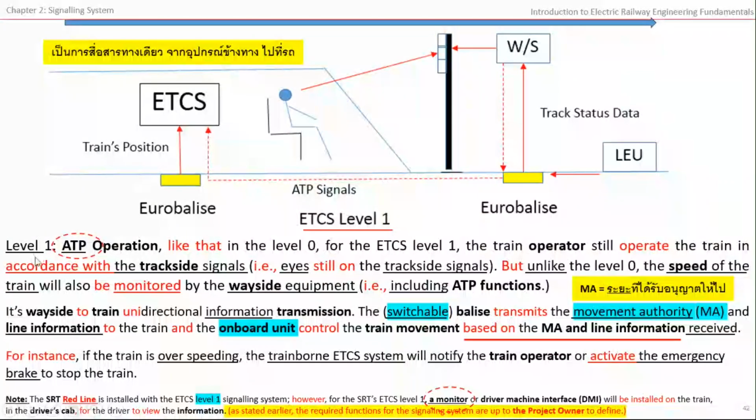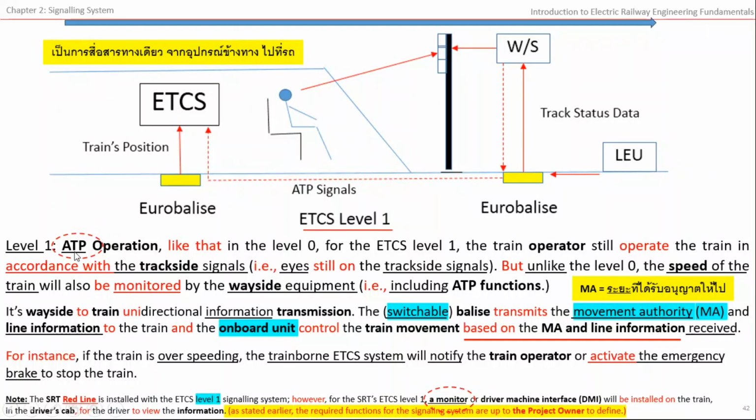For ETCS level 1, we call it ATP operation. Level 0 and level 1 are basically the same, but level 1 has an ATP function to control the train from overspeeding, etc.